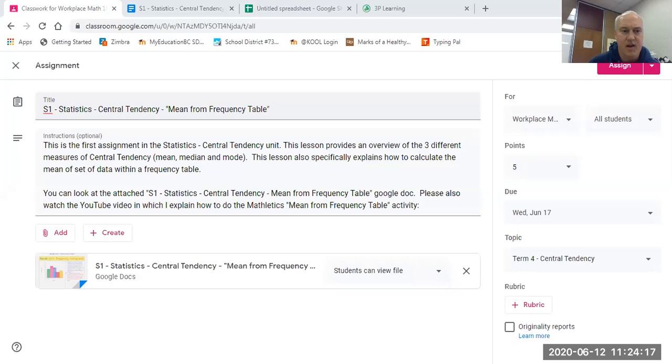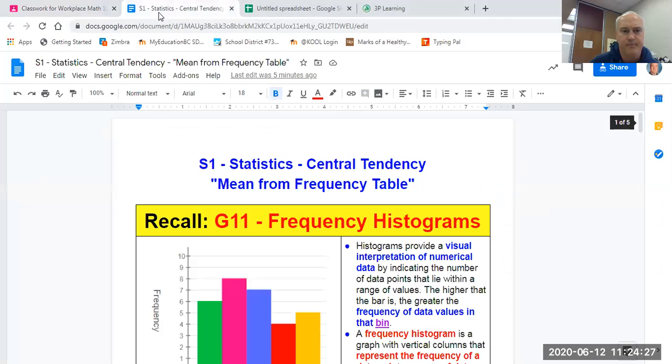So this is the first assignment in this unit. I've basically titled it Statistics. So you're going to see an assignment called S1, Statistics, Central Tendency, and the actual Mathletics assignment that you're going to be working on today is Mean from Frequency Table. So let's take a look at what this looks like.